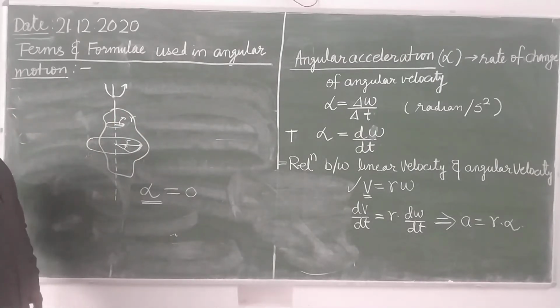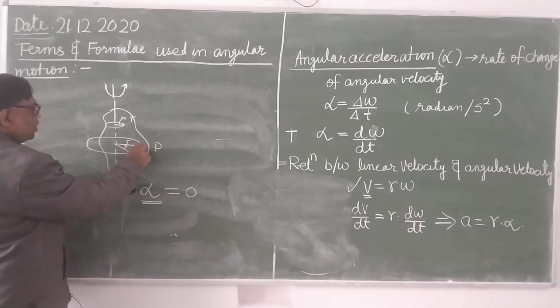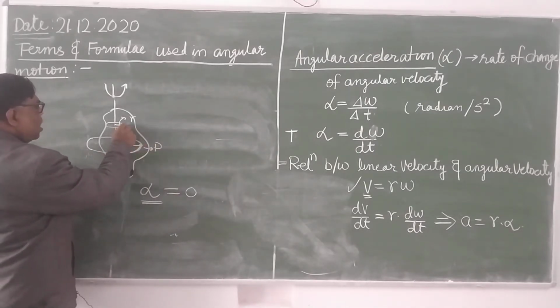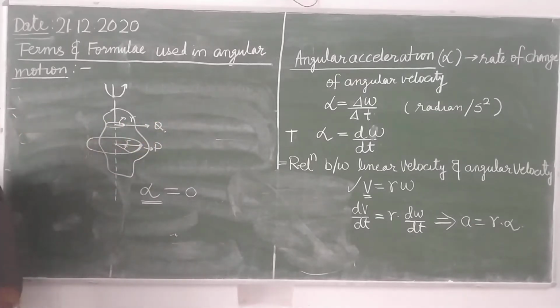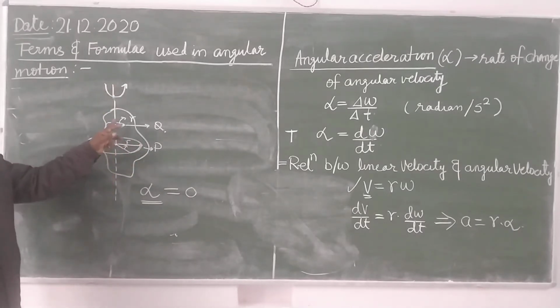You can see here, all the particles have the same angular velocity, whether you take particle P or particle Q. That I have already told you. But the linear velocity will differ. Its linear velocity will be more because it is at a farther distance from the axis of rotation, and less for the one at a lesser distance from the axis of rotation.